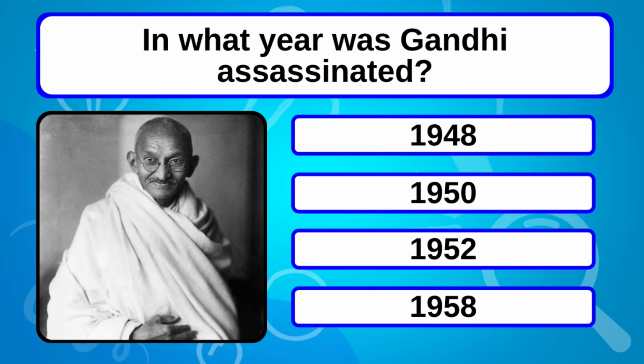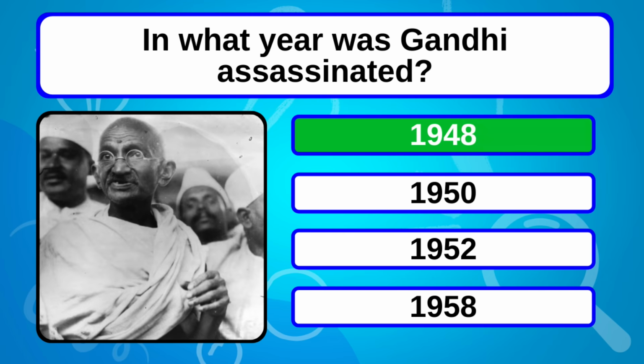Question 7. In what year was Gandhi assassinated? 1948, 1950, 1952, or 1958? 1948.